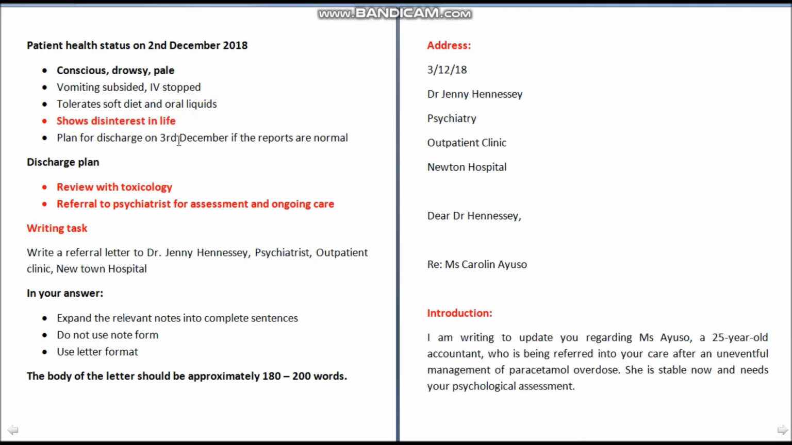Patient is not showing any interest in life, so we have planned for the discharge on the 3rd of December if the reports are normal. So what is the discharge plan? Review with the toxicology and refer to the psychiatrist for the assessment of the ongoing care. So this is a referral letter, and what is the purpose? We are going to refer to the psychiatrist. This is the purpose of the letter. We have only one thing to include in the introduction from here, and this is the purpose.